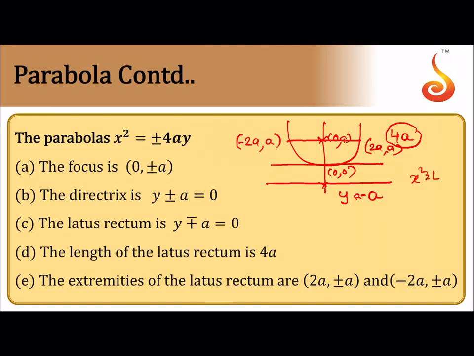In the case of x square equals 4ay, the length of the latus rectum is 4a. So the extremities of the latus rectum are 2a, a and minus 2a, a, in the case of x square equals 4ay.